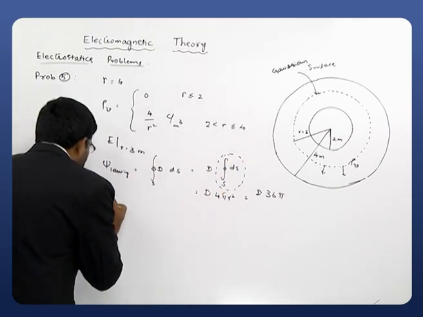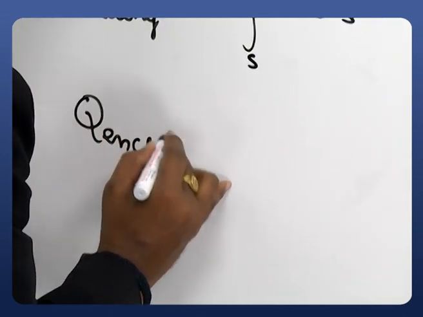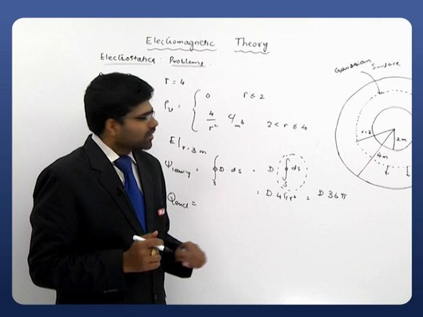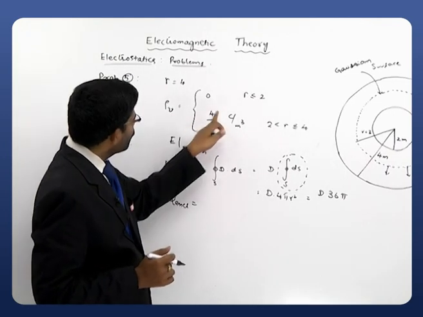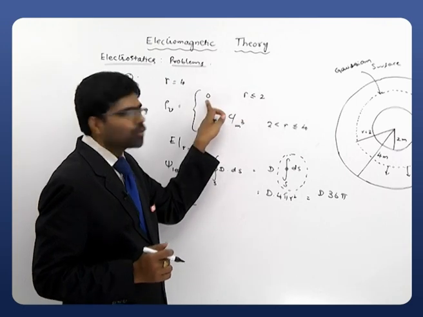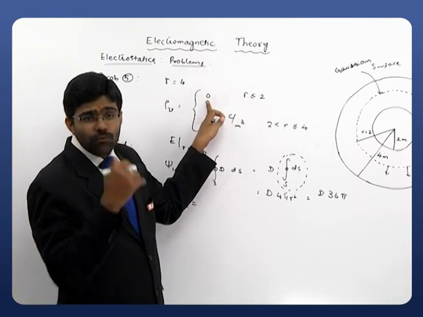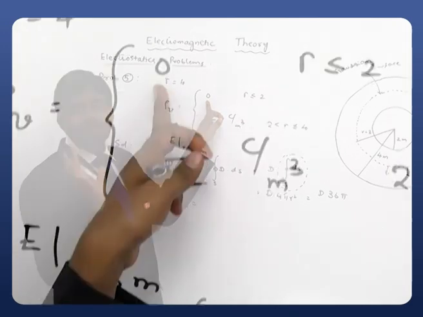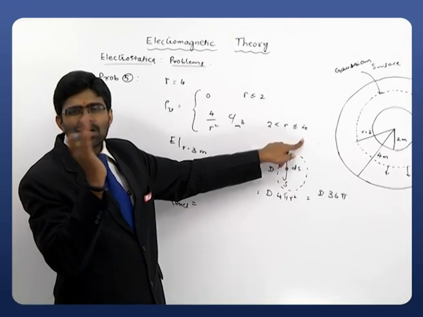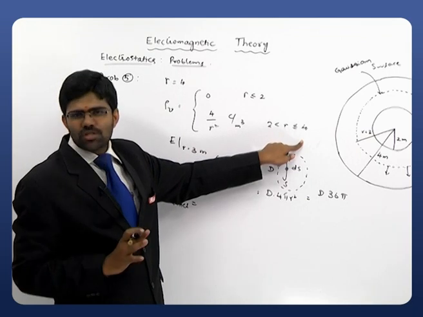So the total charge enclosed, Q enclosed, can be calculated using its charge density. The charge density which is given to us is 4 by r square from 2 to 4, and for r less than or equal to 2 it is 0. So if you observe, the charge is distributed for the region 2 to 4 only, and below that, r equal to 2, there will be no charge.